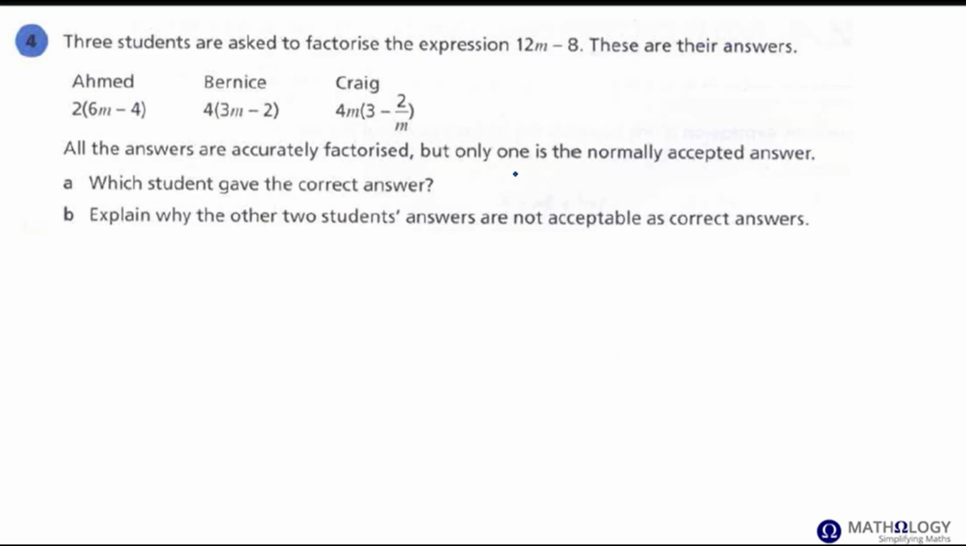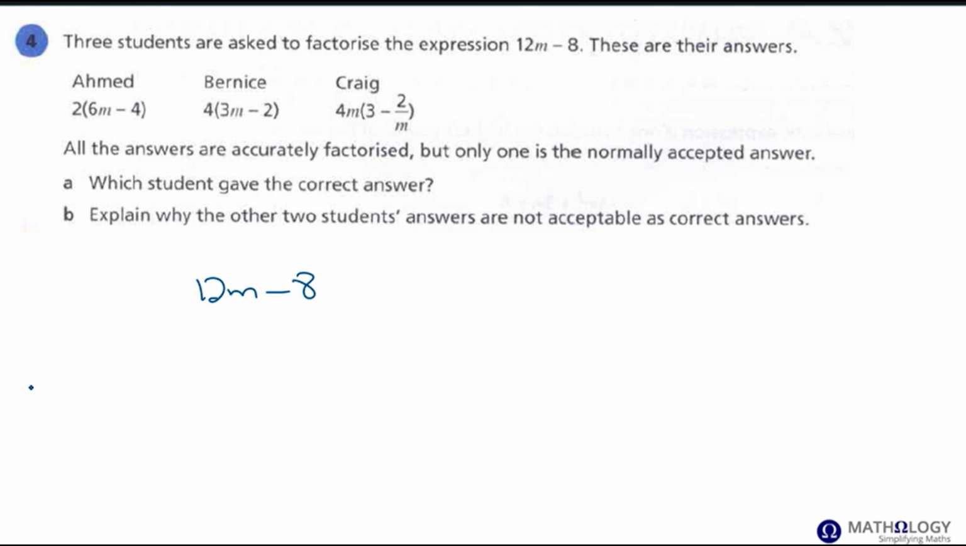Three students are asked to factorize the expression 12m minus 8. The answers are below: Ahmed, Bernice, and Craig. All the answers are accurately factorized, but only one is the normally accepted answer. Which student gave the correct answer? And explain why the other two students' answers are not acceptable as correct answers.